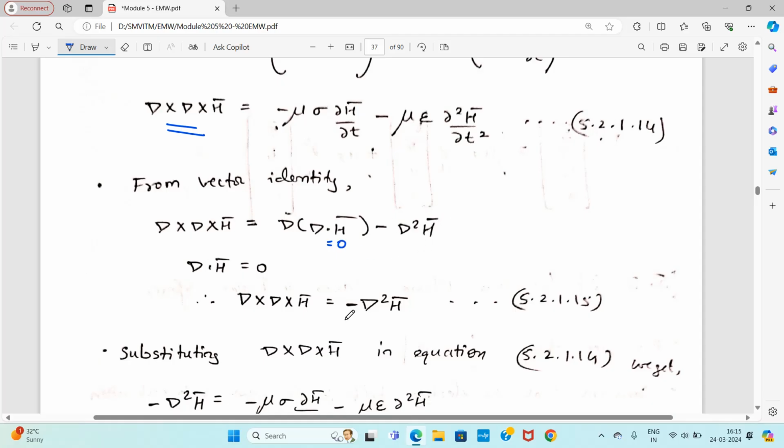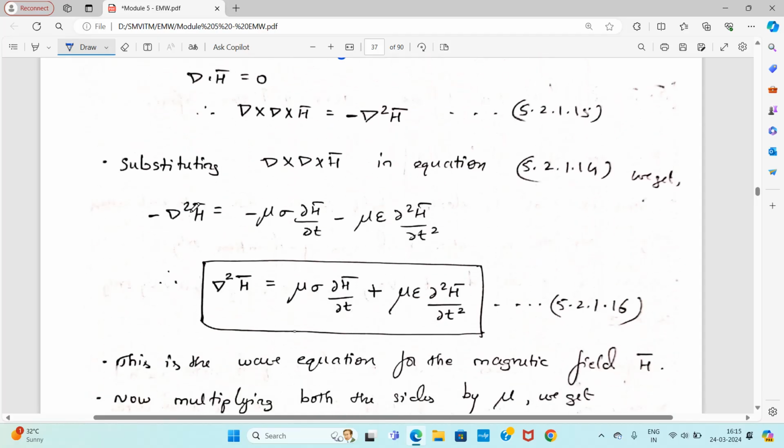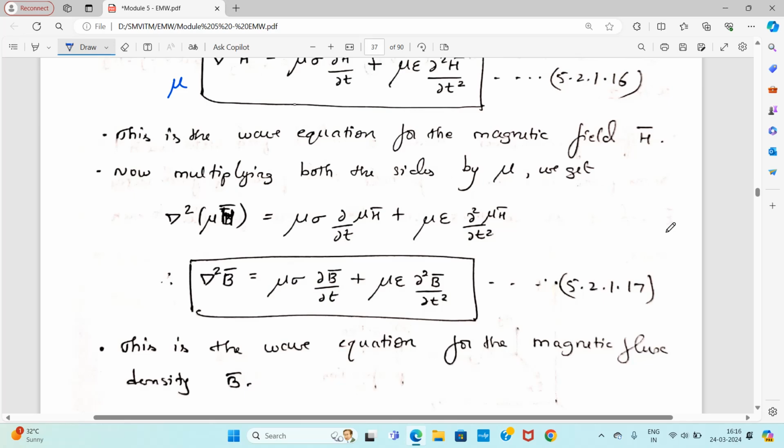And if I substitute that, finally I'll get the third equation, that is del square H equal to mu sigma dou H by dou T plus mu epsilon dou square H by dou T square. There is no difference if you compare this equation with the remaining two. You see there is no difference in any other values. Only thing that changes is instead of E or D, you have H here. And now to this equation, if I multiply throughout by mu, H becomes B. And that is how you get the fourth equation.